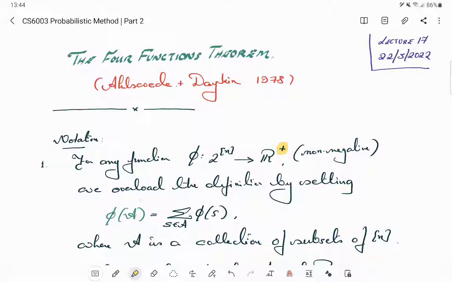You can already think that if this were a sample space, then each subset is an element of the sample space. You can think about phi of A as a probability, though it needn't be, because it's just R plus. Phi values can be more than 1. But just to get the intuition clear, if phi was like a probability assigned to each subset in the family, then this is the natural definition for the probability of a collection of sets, just the sum of the probabilities. But here it's just the sum of the function values.